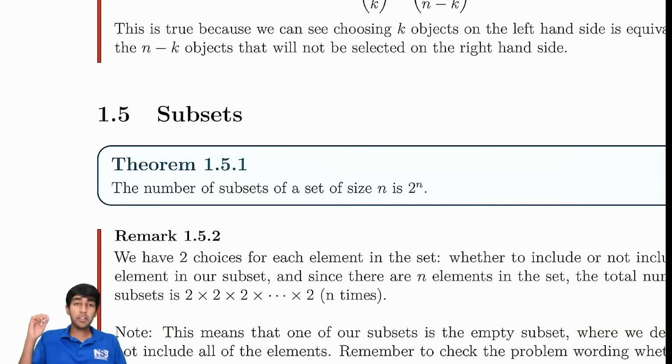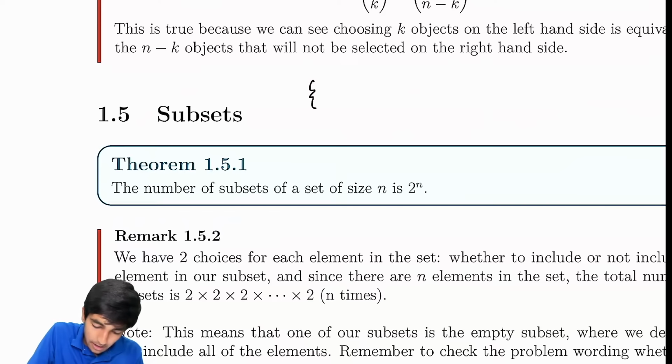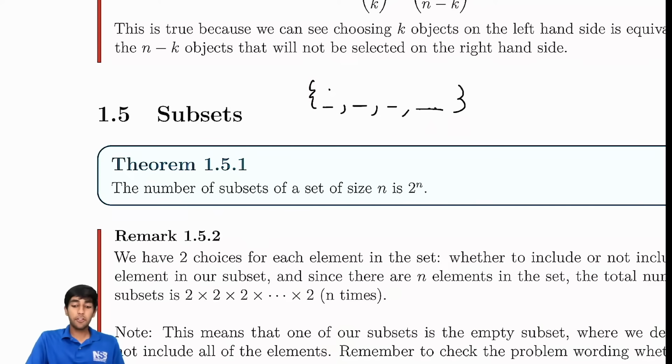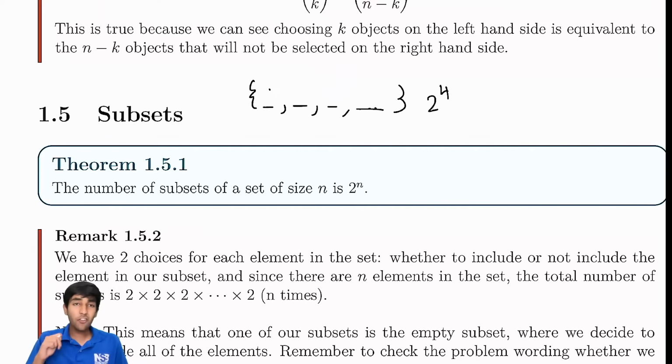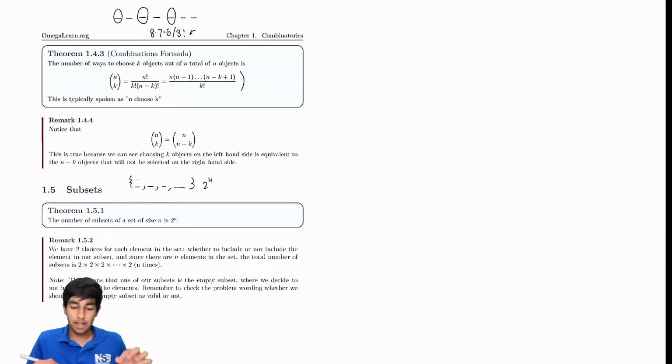Okay, now moving on to subsets. Let's say we have a set that has many elements in it, and let's say 4 elements, just for the sake of simplicity. There's going to be 2 to the 4 subsets. Why? For each element, you've got 2 choices. It's either in or out. So we just multiply 2 times 2 times 2 times 2, 2 to the n in general. And be careful, if it says proper subsets and we're not including the empty subset, then we have to subtract 1, because we overcounted the empty subset.